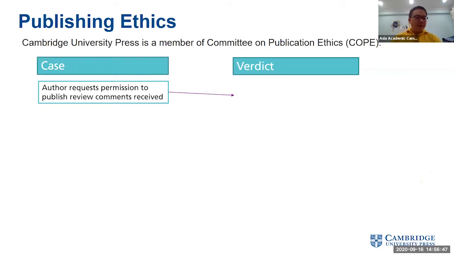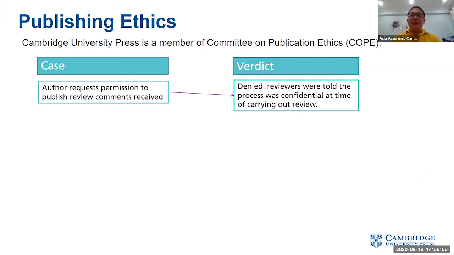Here you have a case where the author requests permission to publish the review comments that they have received online. It's not allowed. The peer review process is considered confidential between the reviewers and the authors themselves, so you are not supposed to make it known publicly online.